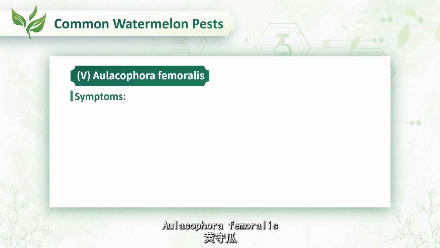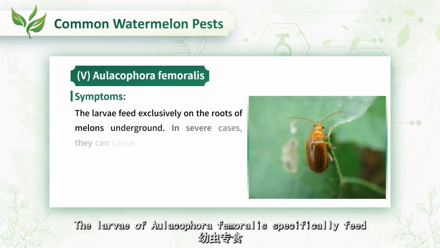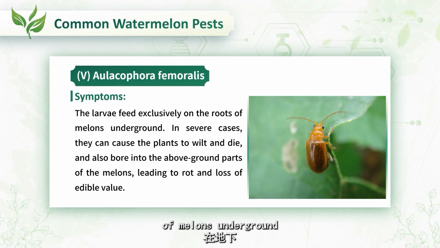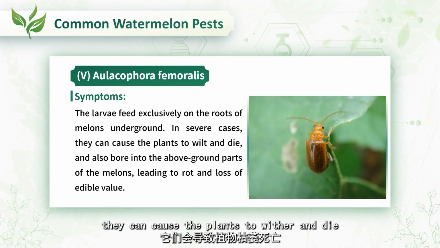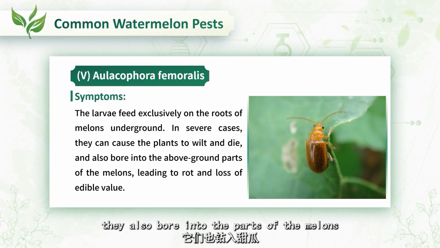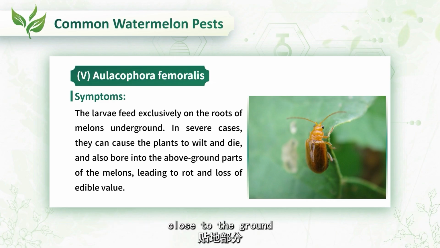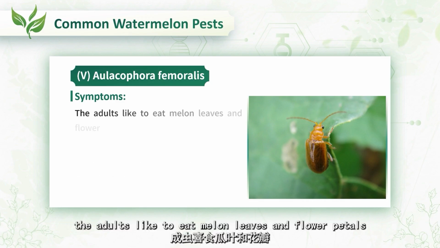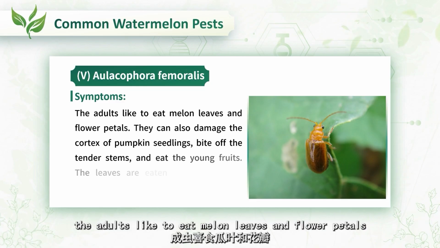Olacoptera femoralis. Symptoms: the larvae of Olacoptera femoralis specifically feed on the roots of melons underground. In severe cases, they can cause the plants to wither and die. They also bore into the parts of the melons close to the ground, causing rot and losing their edible value. The adults like to eat melon leaves and flower petals.